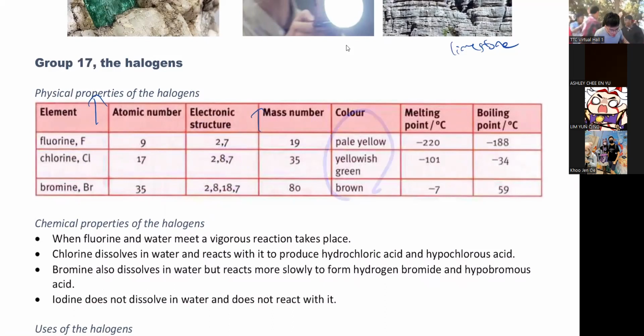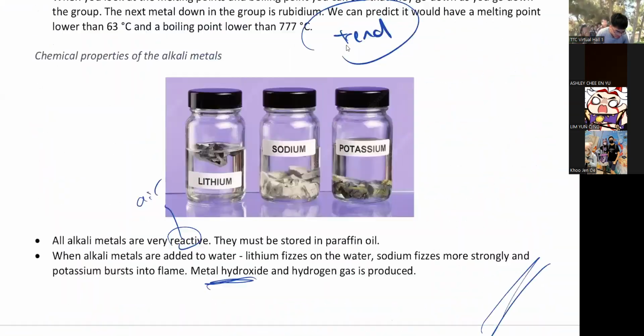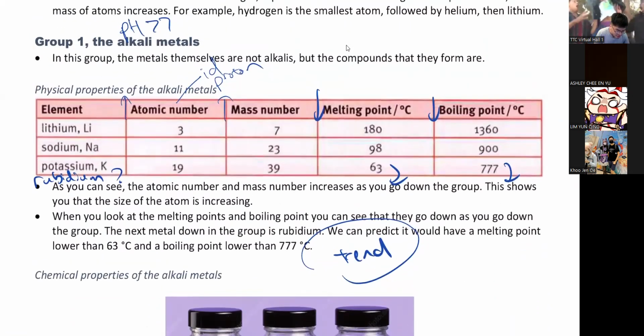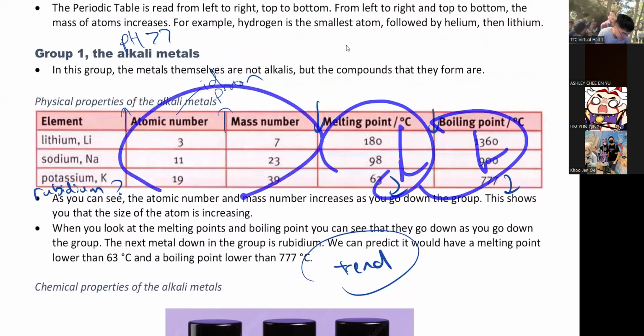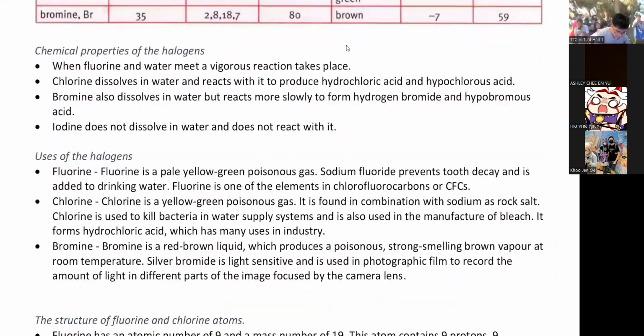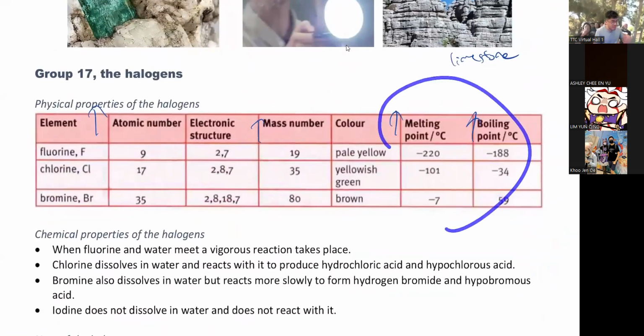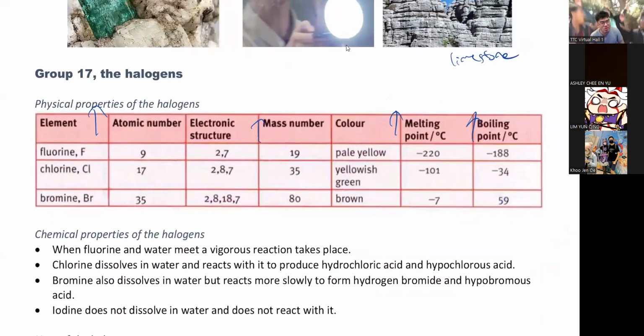Color, this one you don't really need to know. And then melting point, as they go down, they increase too. Melting point, boiling point, they increase. As you go down, they will have higher boiling point and higher melting point. So that's the difference between 17 and 1. So you see in group 1 going down, these two decrease, but the rest they increase. All right, you don't need to memorize this, guys. You don't have to memorize this. This is just a learn for fun thing.